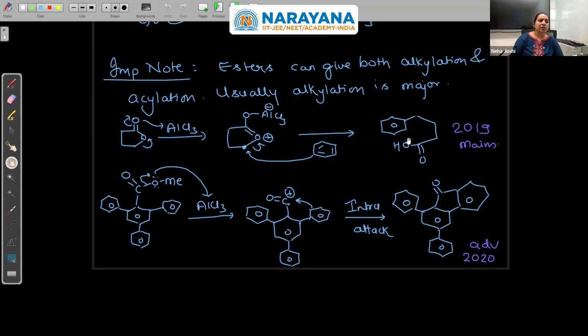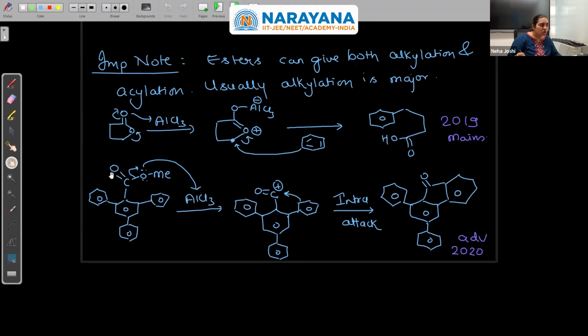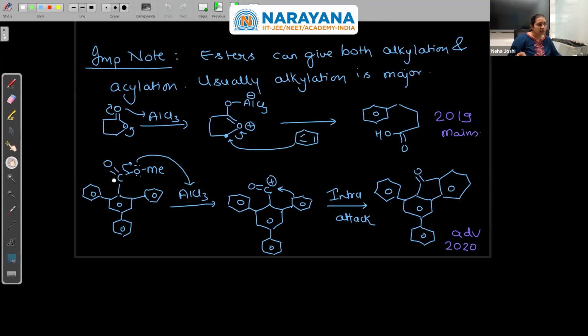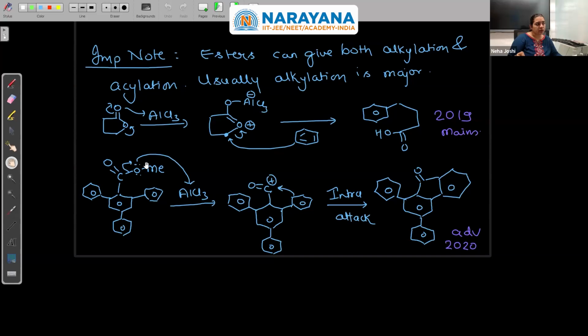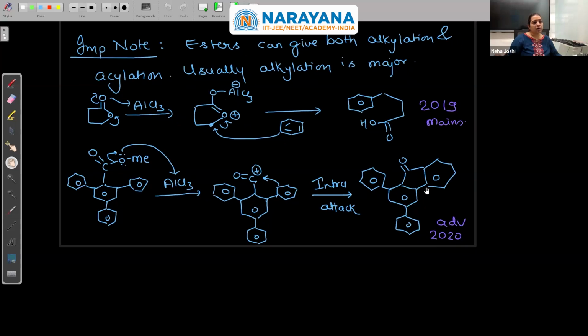Okay, so alkylation dominates. This was asked in 2019 mains. But if this carbonyl position is sterically crowded, see, 3,3 phenyl. So this is ortho, both sides covered, substituted, stopped. So now AlCl3 cannot attack here. So now I have a problem. I have to attack with this oxygen and a new acylium, right? Intramolecular attack. This is an advanced 2020 question.